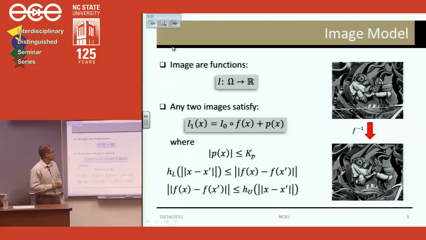Okay, and our objective overall is to figure out some sort of correspondence between the points in image 0 and the points of image 1 without necessarily having to solve for f or p. A lot of work tries to solve for this f and p, and it can be very computationally intensive, and there may be too many parameters. So we're going to try to do it without necessarily knowing what f and p are.